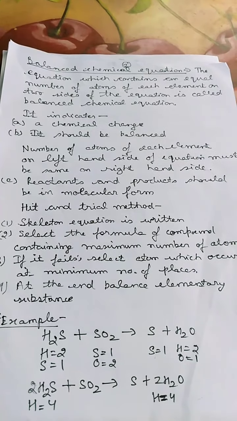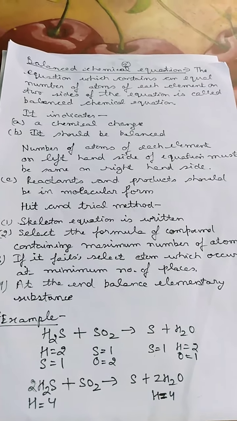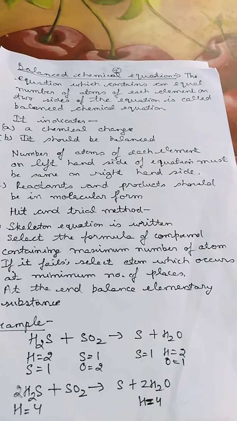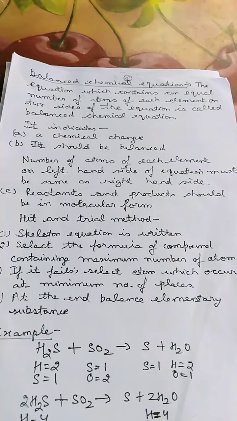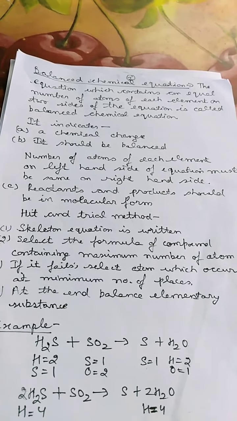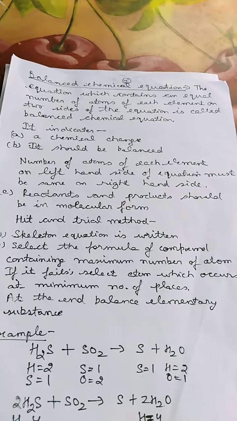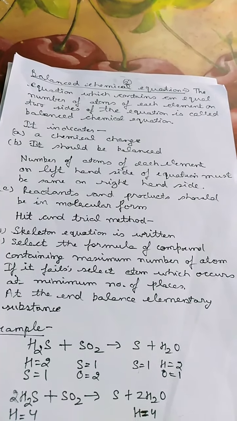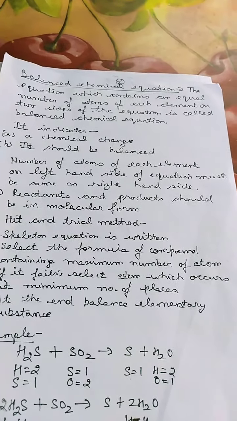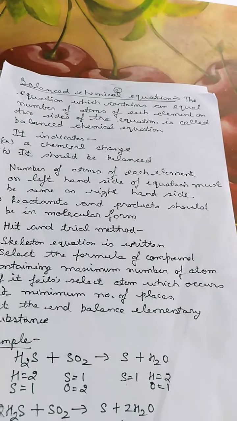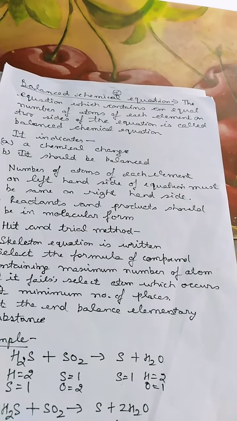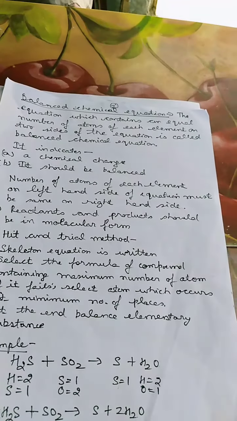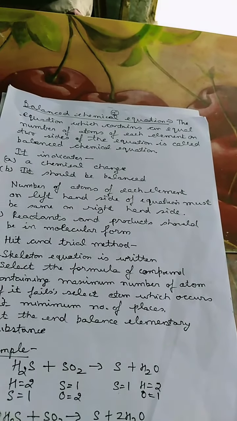Firstly, we will see SO2, in which the number of atoms of oxygen is 2, but in water it is 1. So, we will multiply water H2O by 2. Then we will find we have the equation H2S plus SO2 gives S plus 2H2O. Then also H2S is multiplied by 2. So it becomes 2H2S. 2H2S plus SO2 gives S plus 2H2O.